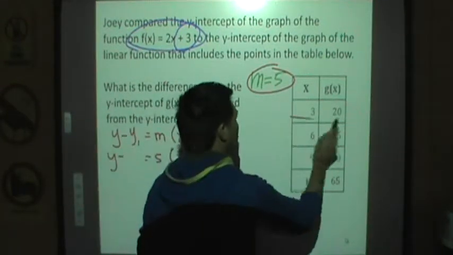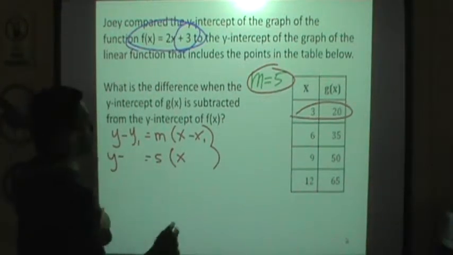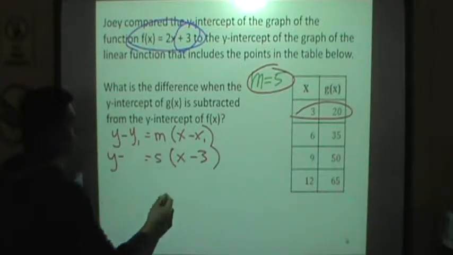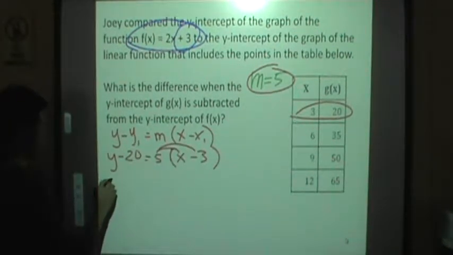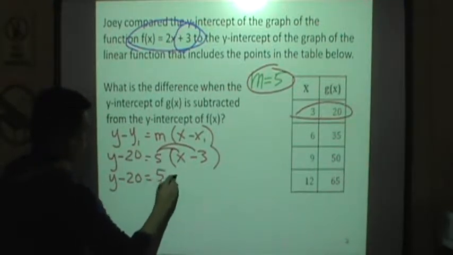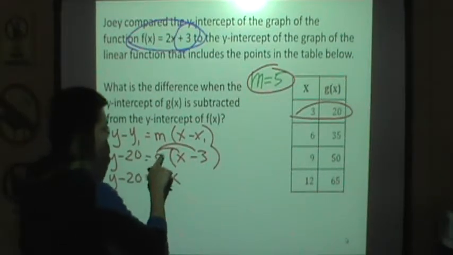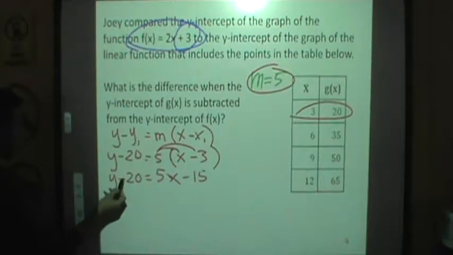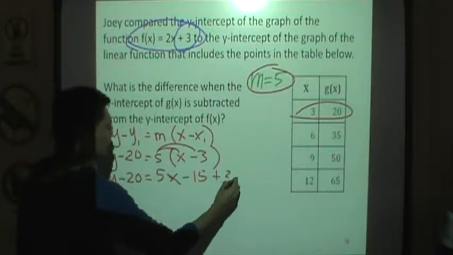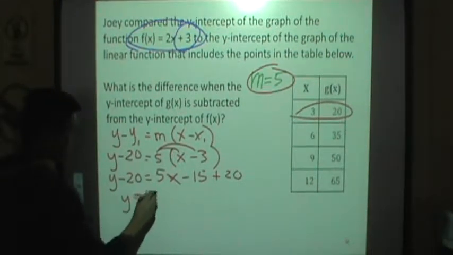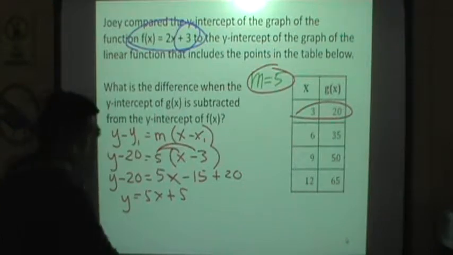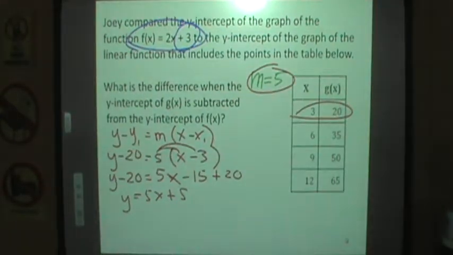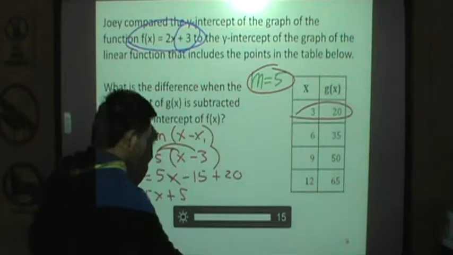For now, I'm going to use the smallest pair, which is 3 and 20. So 3 is my x, so x minus 3, and my y is 20. Distribute that first. So y minus 20 equals 5 times x, which is 5x, and then 5 times negative 3 is minus 15. Move that 20 over, it becomes plus 20, so y equals 5x, and then negative 15 plus 20 is positive 5. For this one, the y-intercept is 5.